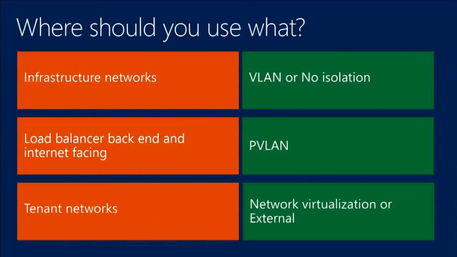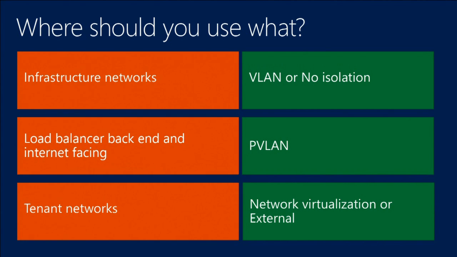So in general, where should you use the different types of isolation? Your infrastructure networks, because those don't change very often, you're going to be using VLANs there for a very long time. So you'll use VLANs whether they are individually isolated VLAN networks, or you have a no isolation where you have multiple VLANs underneath a single logical network. Those are great for infrastructure. PVLANs are great when you have a single machine that you need isolated from everything else, such as behind a load balancer.